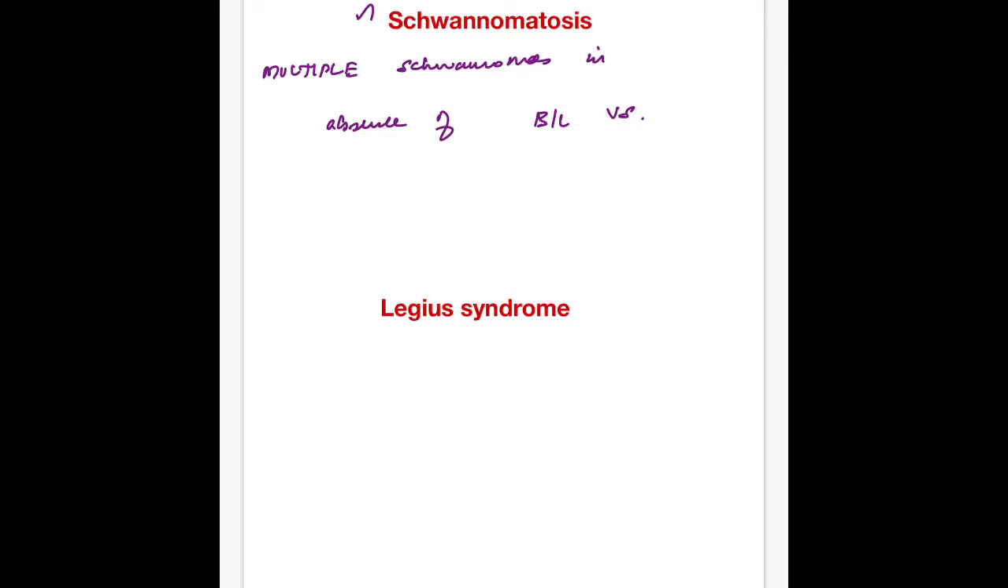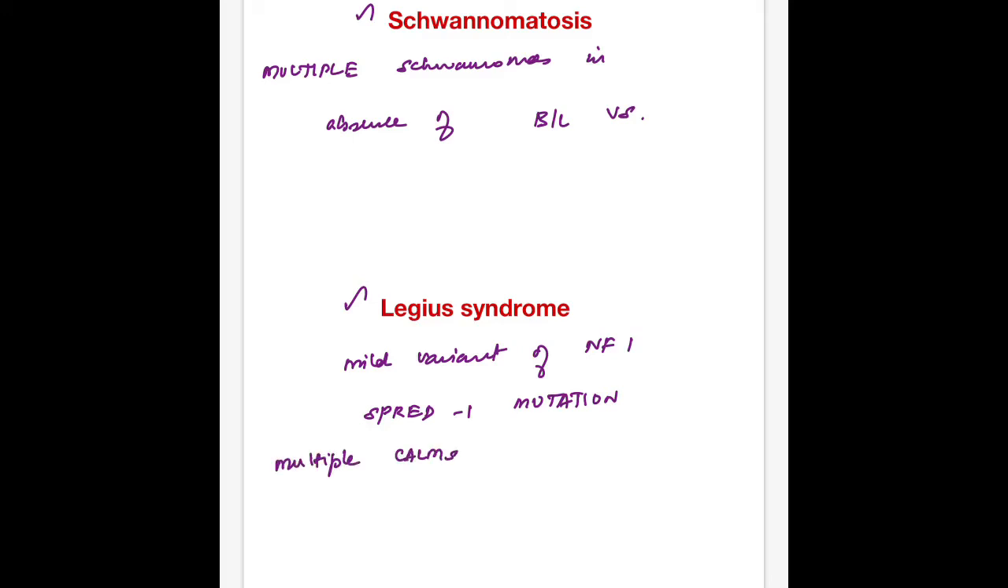Then we have something called Legius syndrome. Legius syndrome is a milder variant of NF1, so it is going to have multiple CALMs. This happens due to mutations in the SPRED1 gene. So multiple CALMs, that is café-au-lait macules, macrocephaly, and with or without skin fold freckling. This is the characteristic feature of Legius syndrome, a mild variant of NF1.